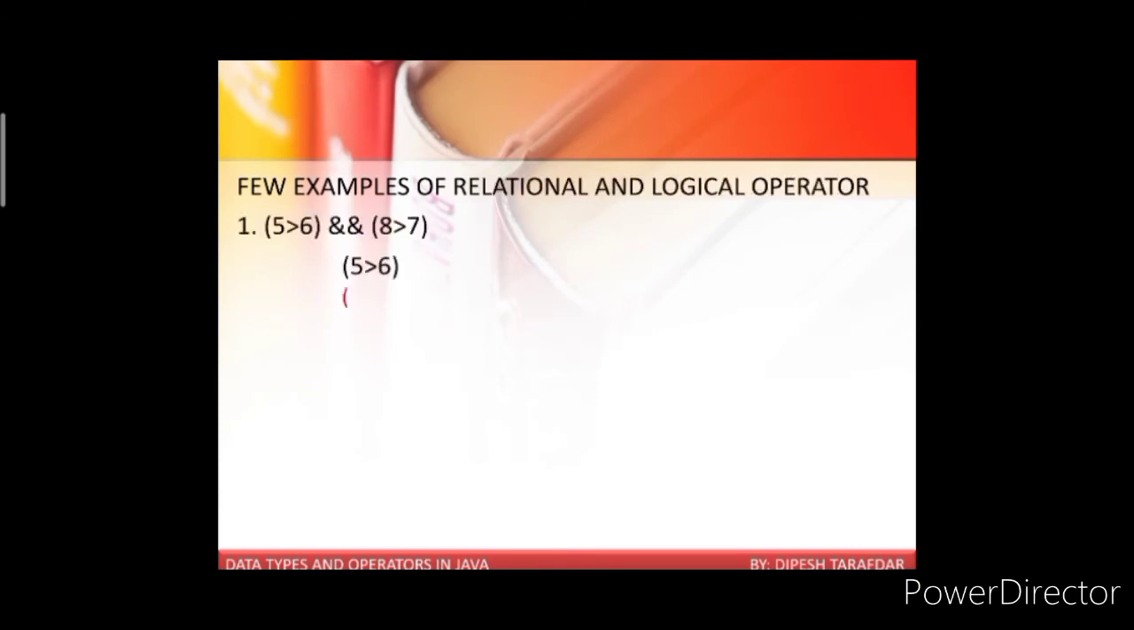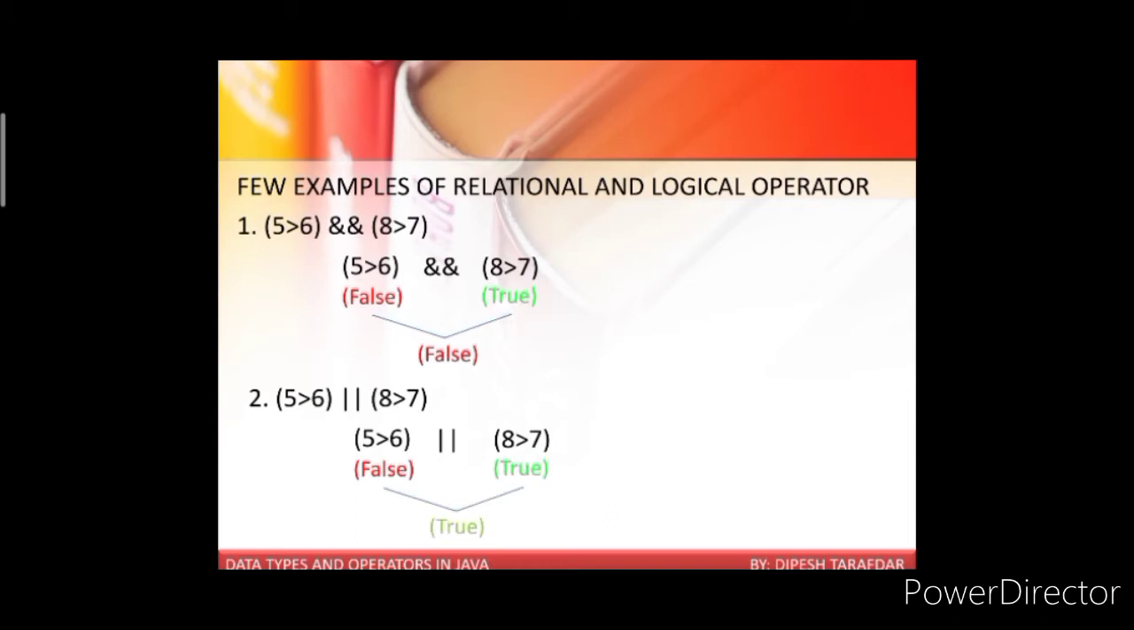The first one I have given is 5 greater than 6 and 8 greater than 7. Now 5 greater than 6, we are using the AND operator. 5 is obviously not greater than 6, so it is false. 8 greater than 7 is true, but because we are using the AND operator and the AND operator says both the expressions need to be true for the result to be true, so here it is false.